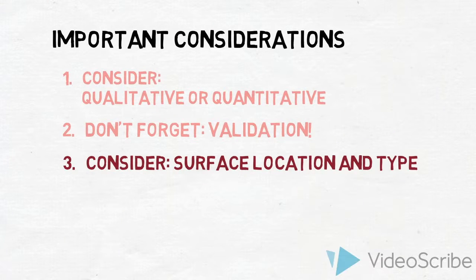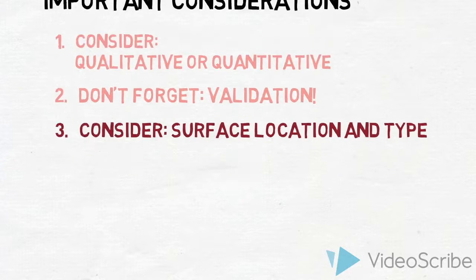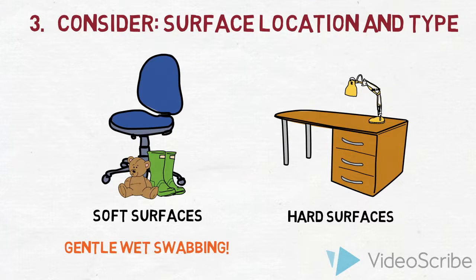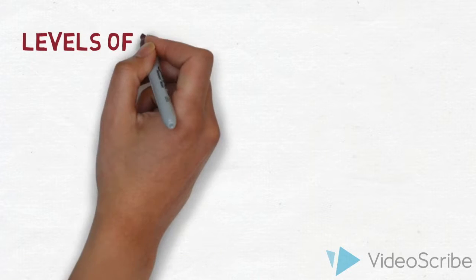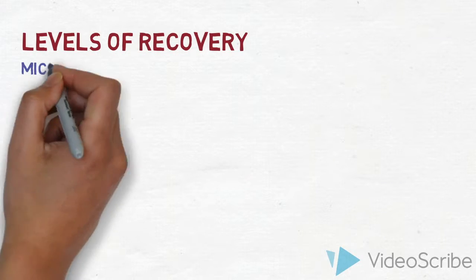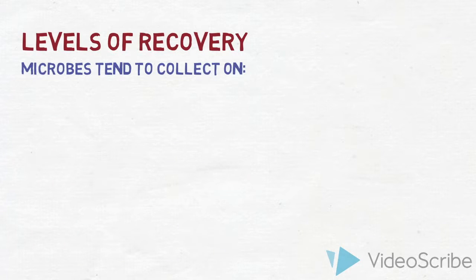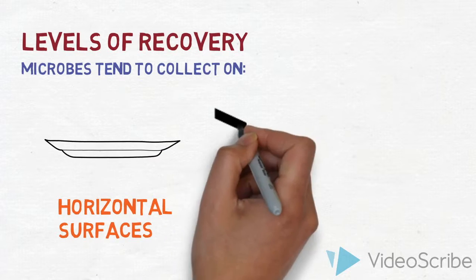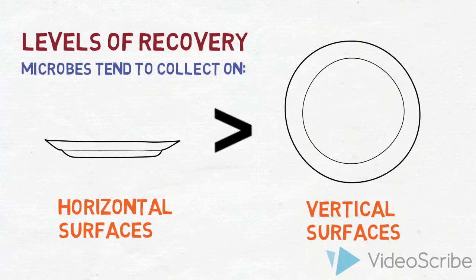Next, we will have to consider the location and type of surfaces to be sampled. For instance, gentle wet swabbing can be used for more delicate surfaces, while tape lifting can be employed for more durable hard surfaces. We also need to consider that there will be different levels of recovery depending on the type of surfaces used for sampling. For example, a horizontal surface would collect more microorganisms than a vertical surface.